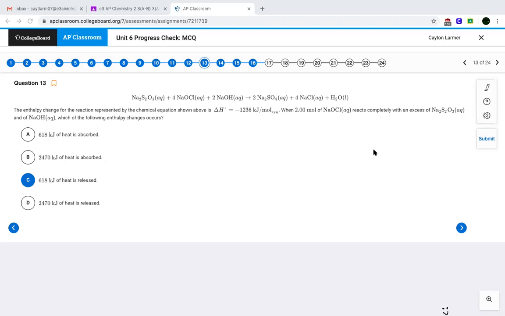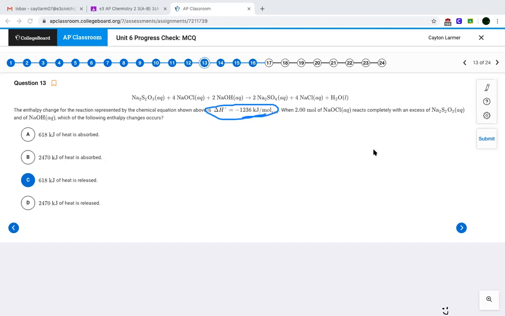So this -1236 kilojoules per mole. What does that tell you? Is heat being released or is heat being absorbed by the reaction? It's being absorbed. No, I mean, released. My bad. Yes. Okay, because that means the enthalpy of the products is less than the enthalpy of the reactants, so heat must be released. And is this an endothermic or an exothermic reaction? Exothermic. Right, so heat's being released, it's exothermic.